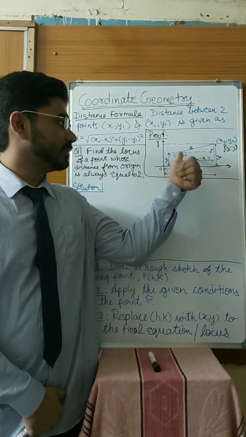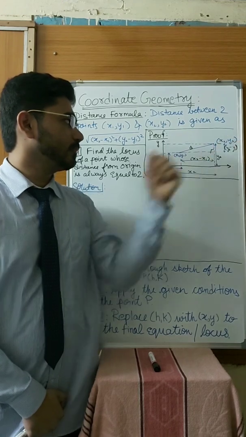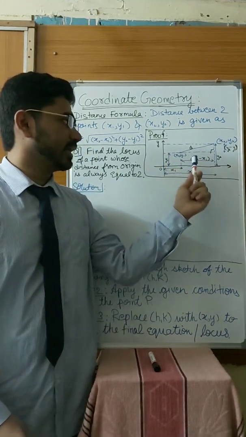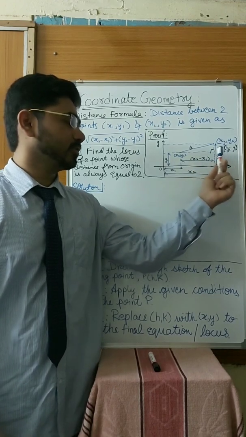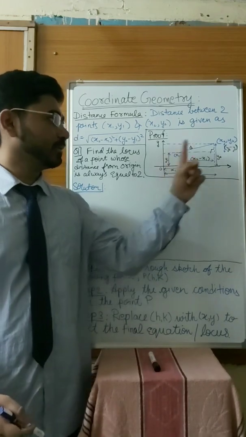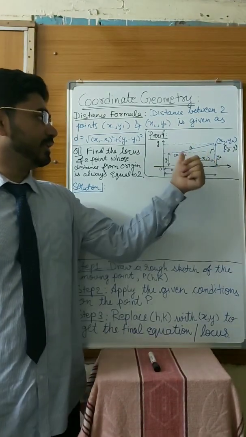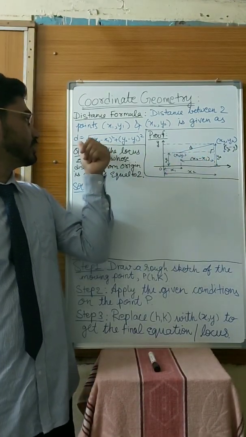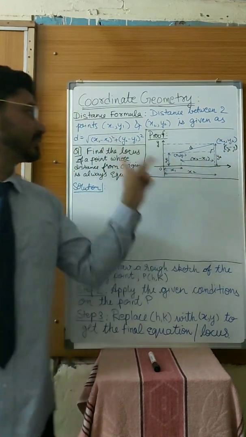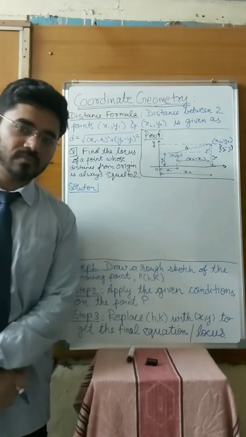I plotted 2 points with coordinates x1, y1 and x2, y2, and we finally reach the point that we get a triangle with sides x2 minus x1 and y2 minus y1, and the hypotenuse is d. So using Pythagoras theorem in this small triangle, we reach this equation, which is root of this distance square plus this distance square. This gives us d.